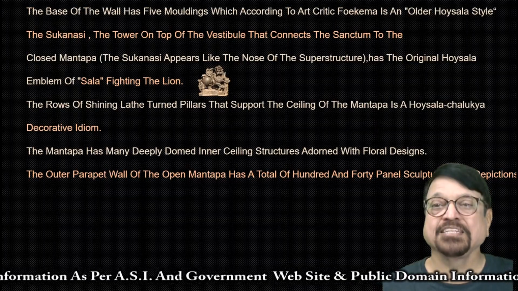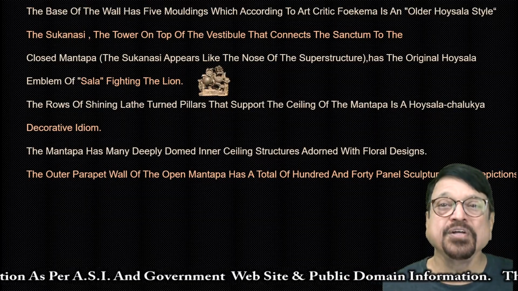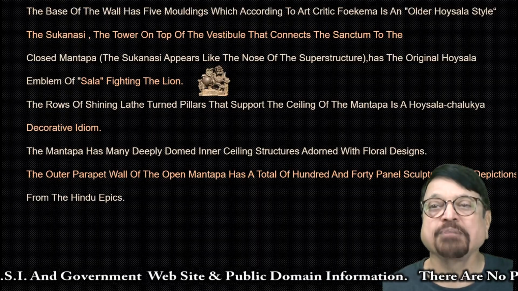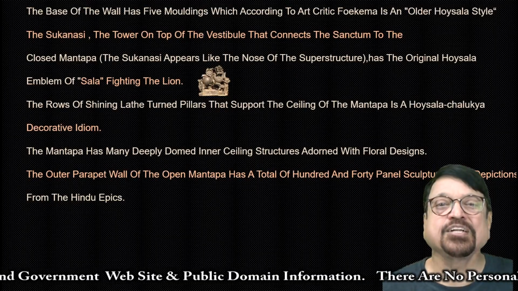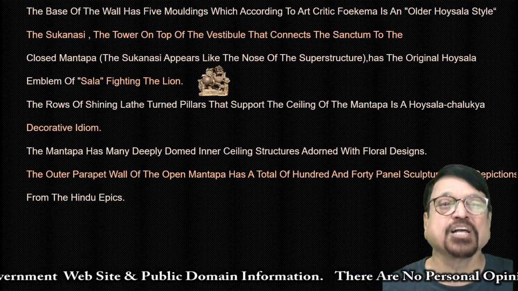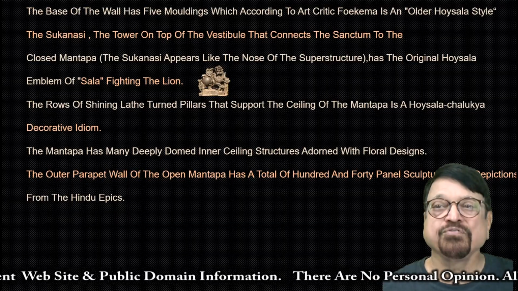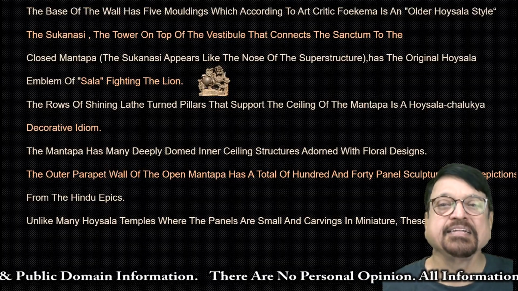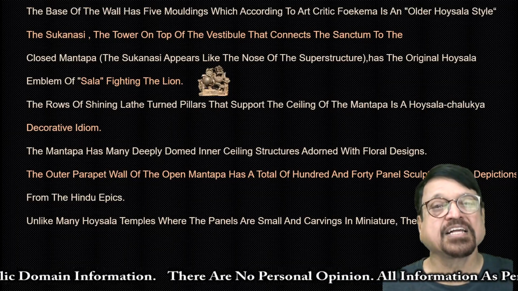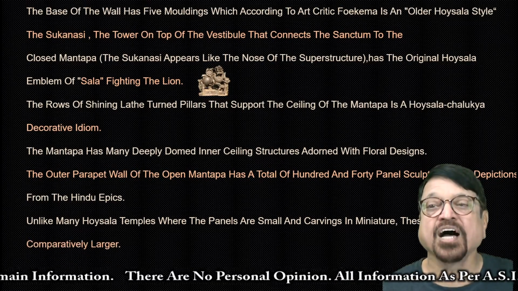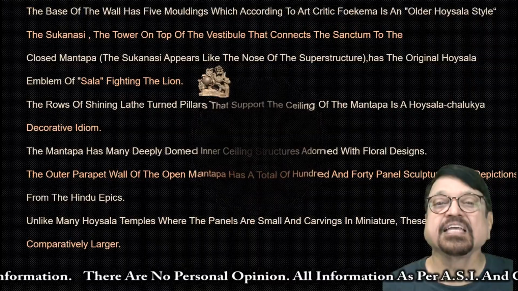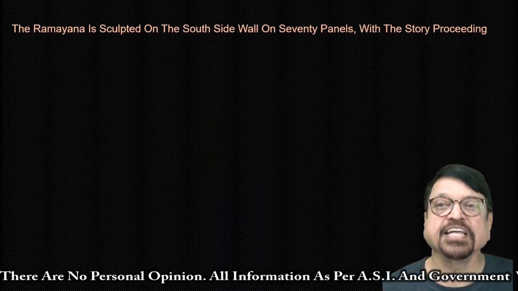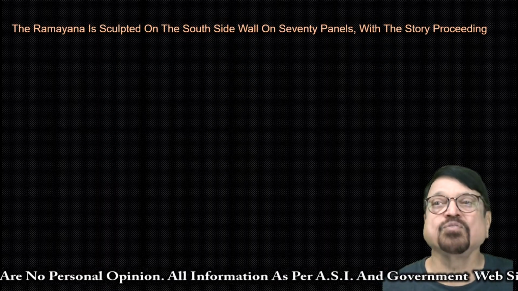Then the Mandapa has many deeply domed inner ceiling structures adorned with floral designs. The outer parapet wall of the open Mandapa has a total of 140 panels, sculptures and depictions from the Hindu epics. Unlike many Hoysala temples where the panels are small and carved in miniature, these panels are comparatively large. Inside the temple, inside the Garbhagriha, photography is not allowed, but outside you can take photographs.